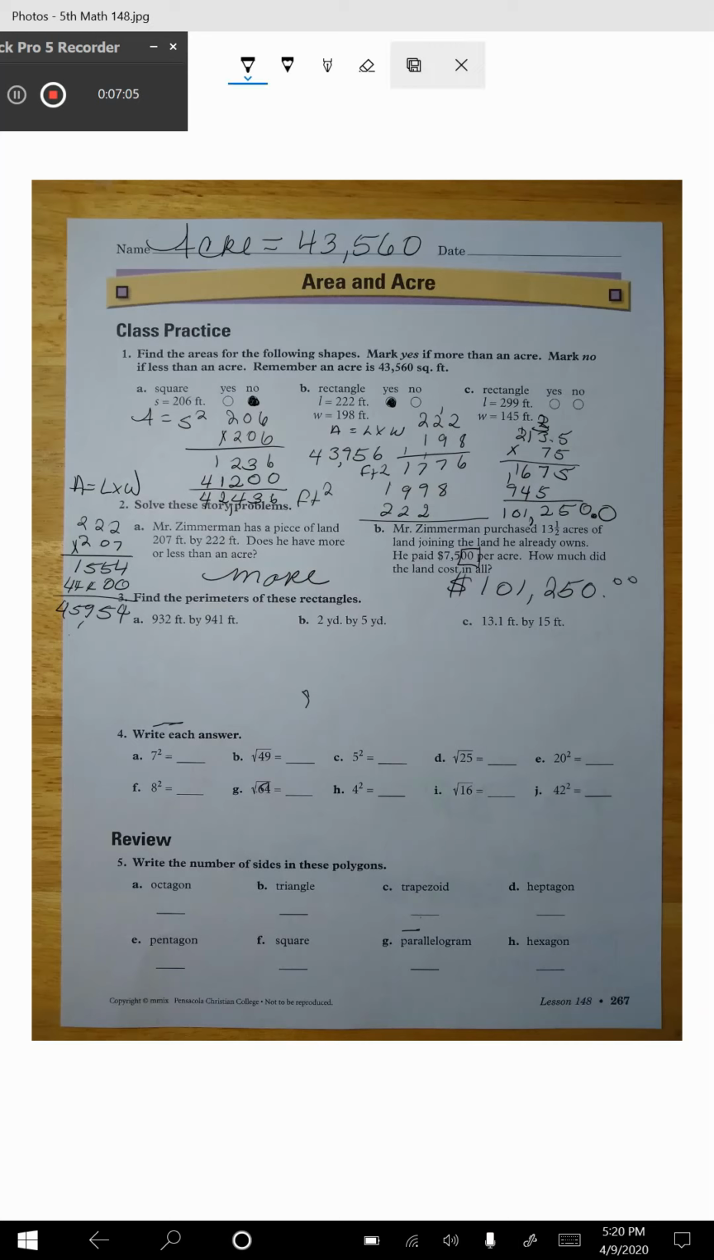All right, find the perimeter of these rectangles. So perimeter of rectangles, I'm just going to write it once right here. Go ahead and write it at least once. 2 times the length plus 2 times the width. All right, now let's do it.